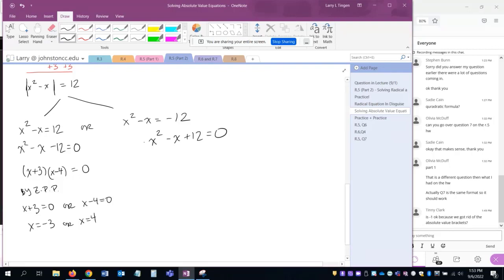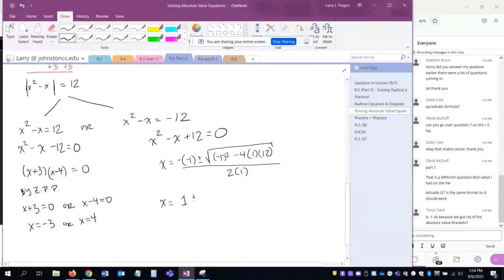I can't use bottoms up because my leading coefficient is 1. So all I can do is break this down. The opposite of b, plus or minus the square root, b squared minus 4 times a times c, all divided by 2a.